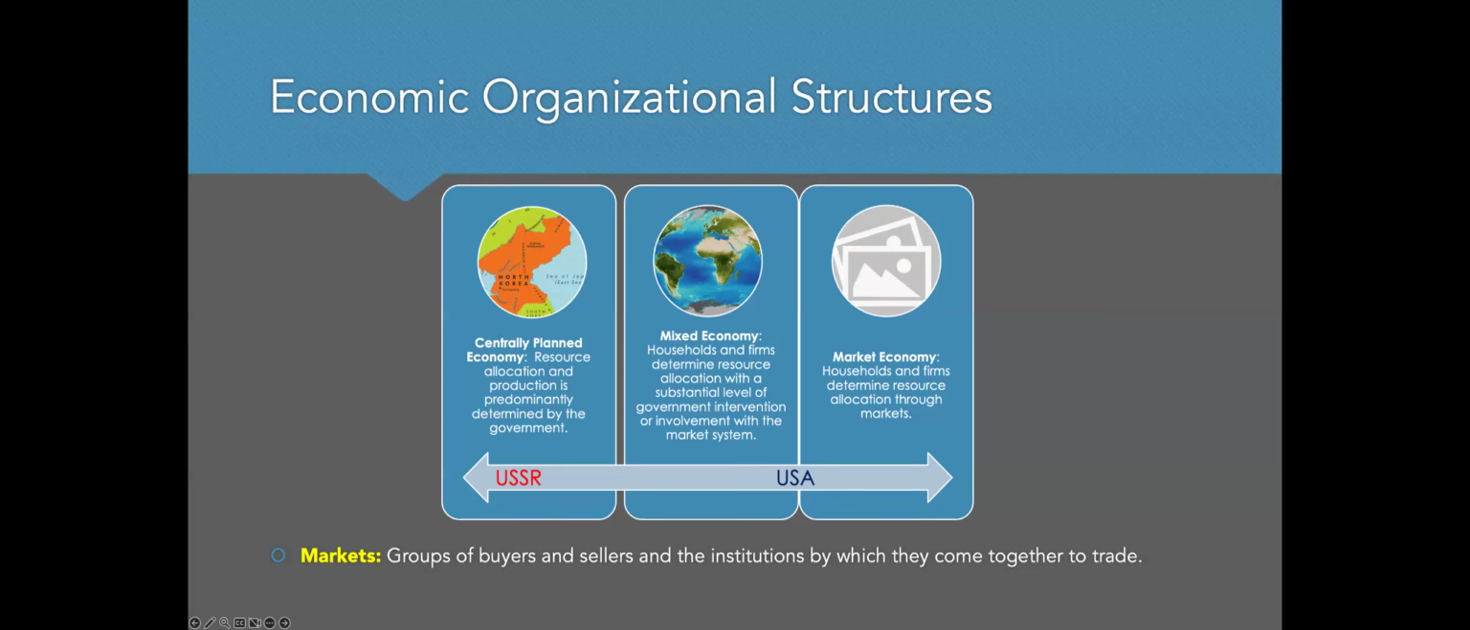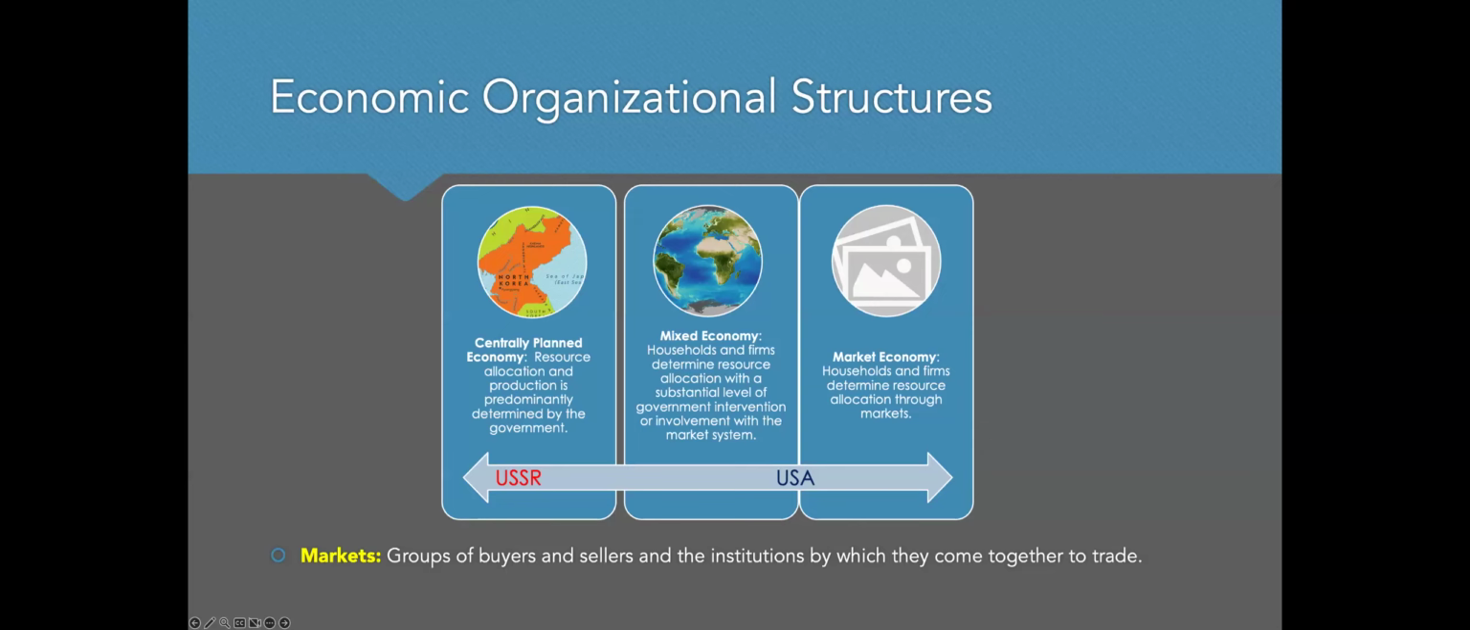And so what does this all stem down to? Well, it basically allows for us to transition into what we're going to talk about for the rest of the class, which is looking at the economy through the lens of markets. So markets are groups of buyers and sellers and the institutions by which they come together to trade.